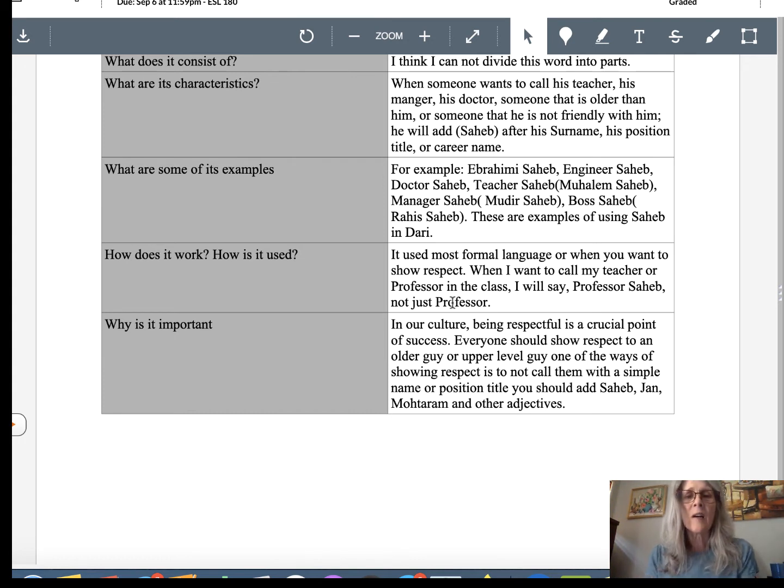Okay. Why is it important? In our culture, he says, being respectful is a crucial point of success. Everyone should show respect to an older person or an upper level or professional, showing respect and not to call them simply by their name. Okay? So that is very important, because what if I don't do that? Or what if Muhammad didn't do that? Then we would be considered rude, right? Being very rude and disrespectful. And we don't want to do that, especially if we are not native to the culture.